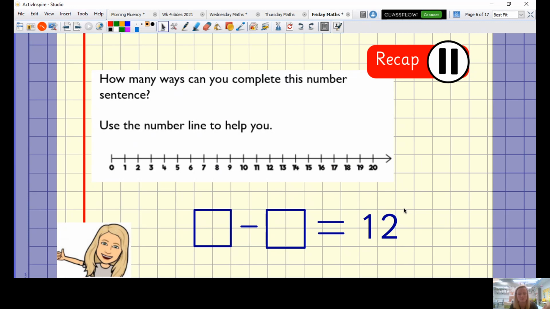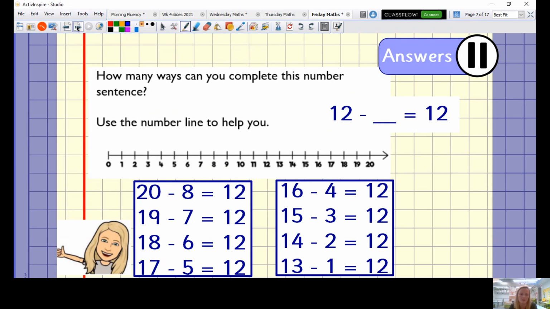Should I give you an example first? So I would say 12 minus 0 equals 12. Or I could have 11 minus 1. No, I couldn't. I could have 13 minus 1 equals 12.